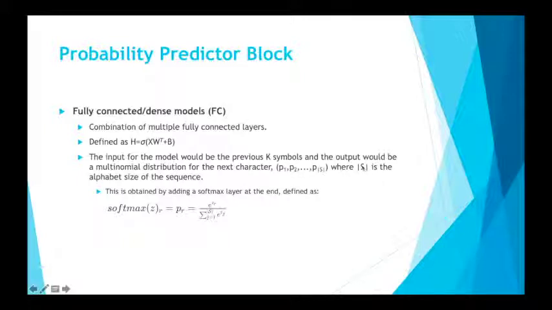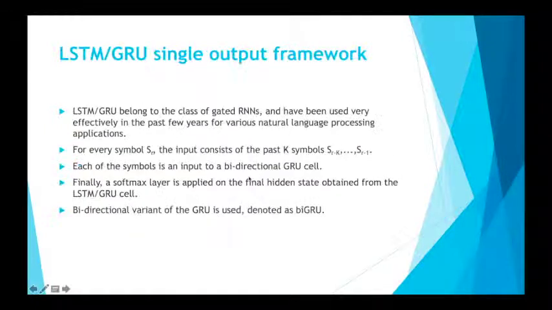And the cardinality of S is defined here, which is the alphabet size of the sequence. This is obtained by adding a softmax layer at the end, which is defined as follows. So the softmax tries to turn the output into a probability distribution.